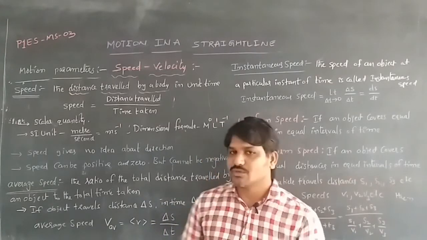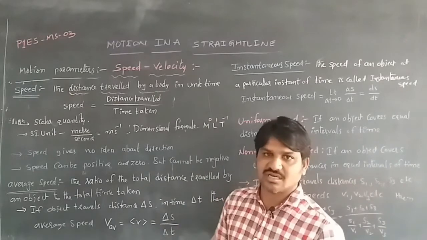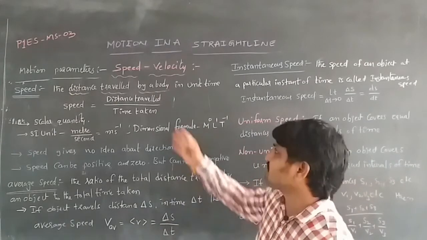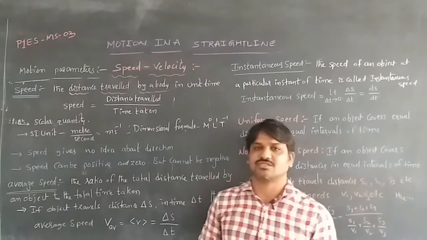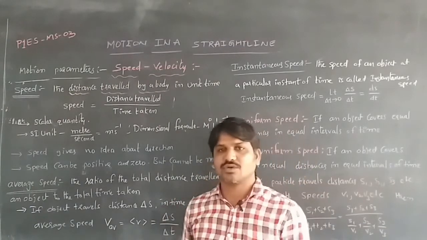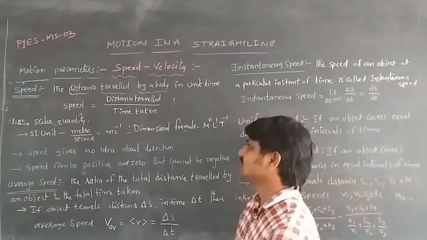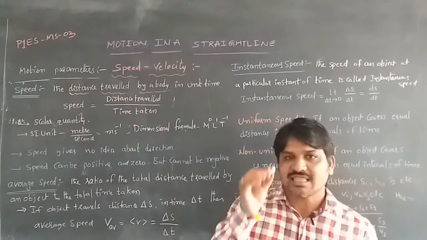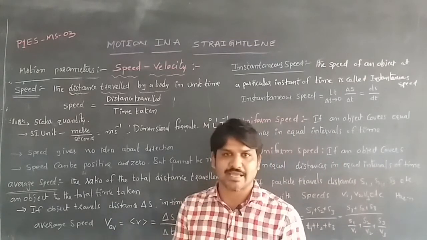And now we are going to another parameter of motion which depends on distance and displacement, that is speed and velocity. Here we are going to learn what speed is. Speed means the distance travelled by an object in unit time.